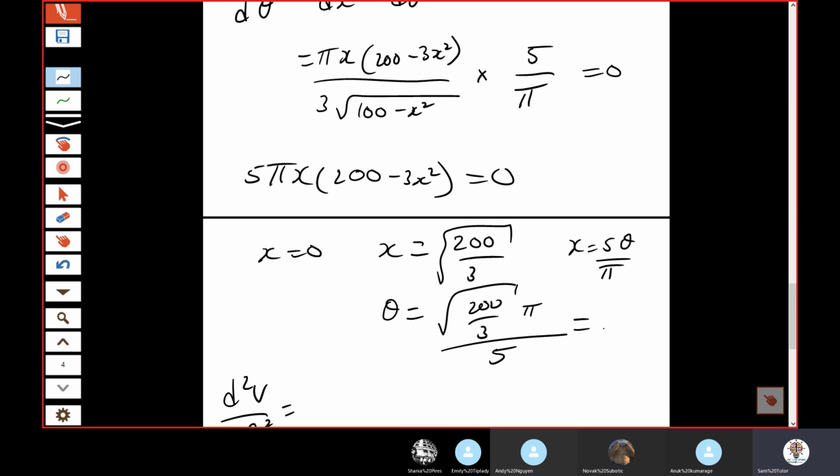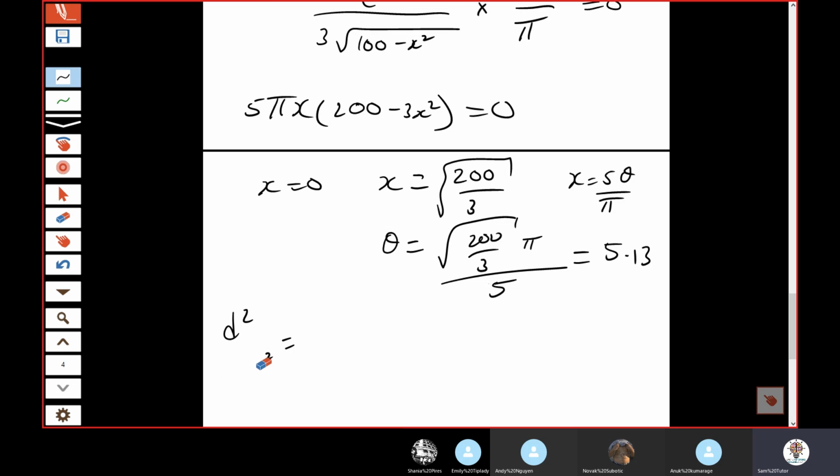You might as well have done this. So what's this number as a decimal? Square root 200 on 3 times pi on the outside, not attached, divided by 5. That number is about 5.13. So you're going to not do second derivative. What's the method called, Novak? Y dash table.